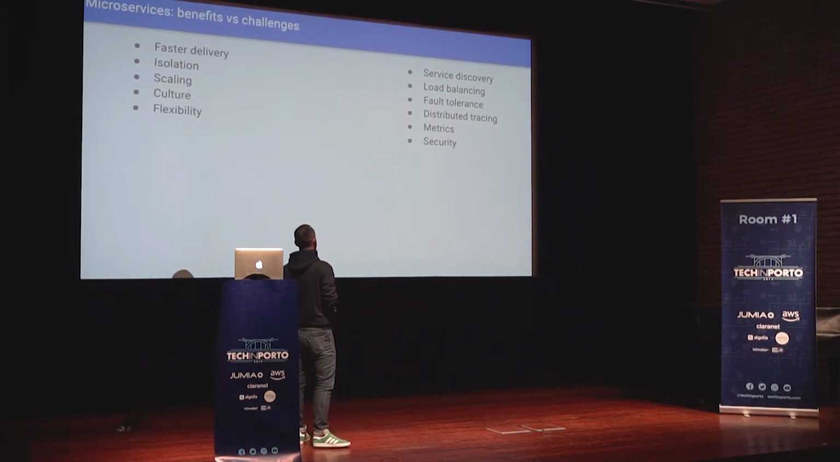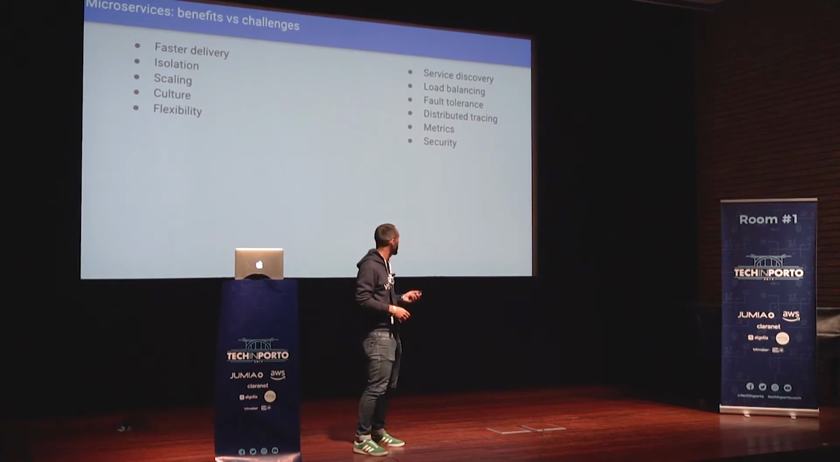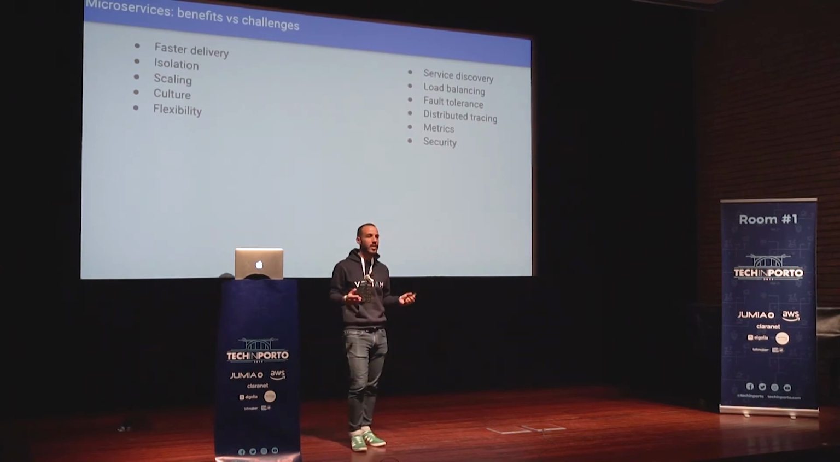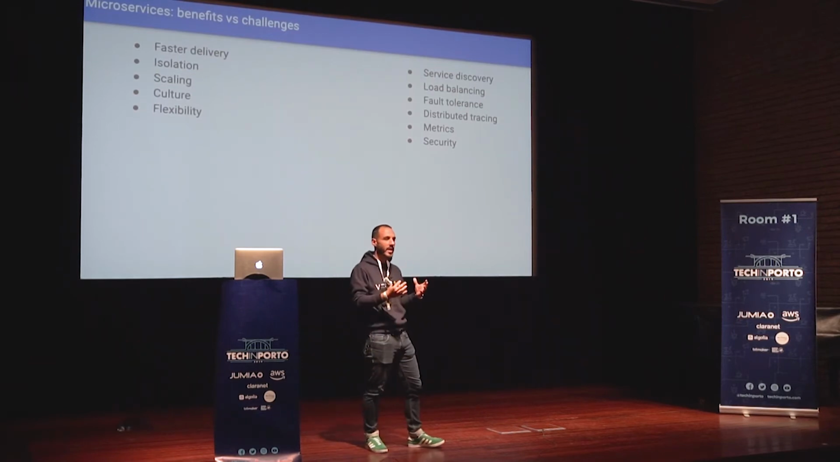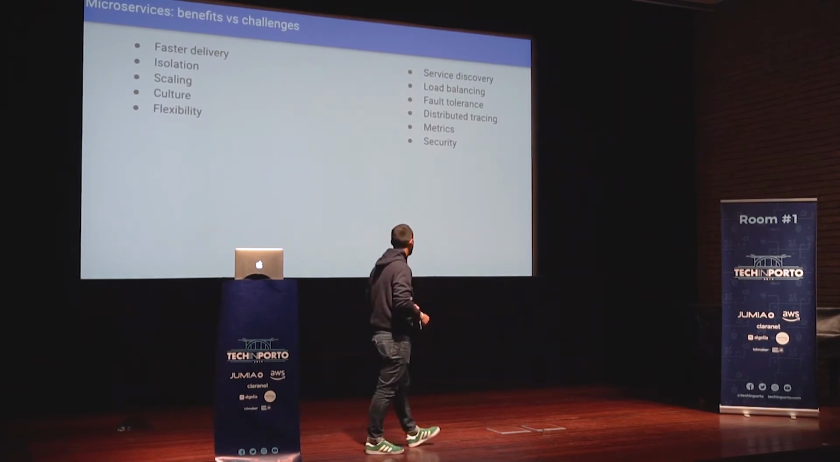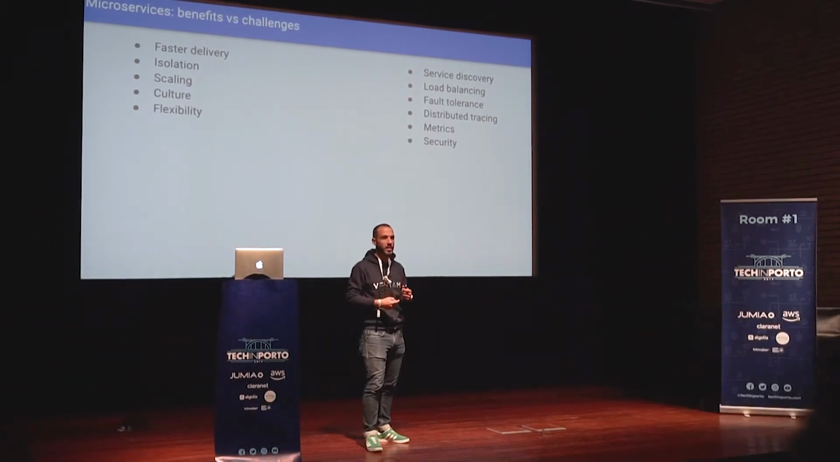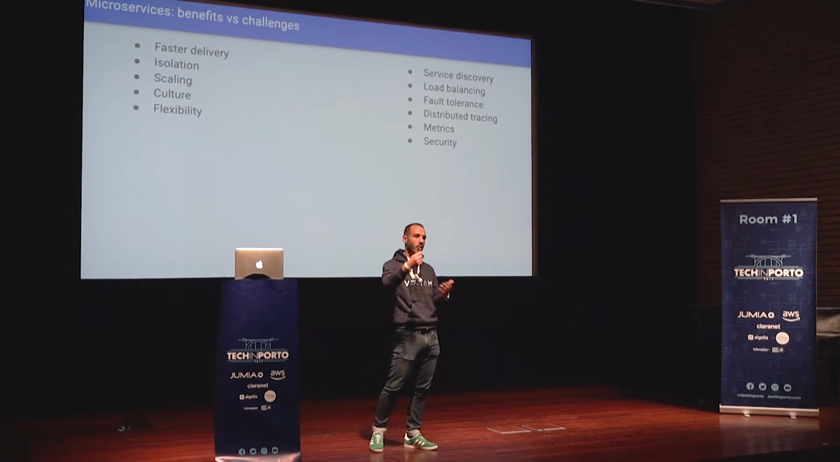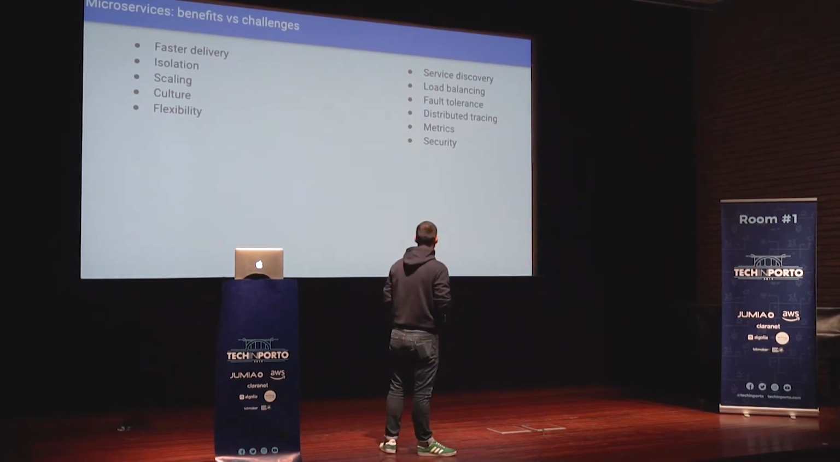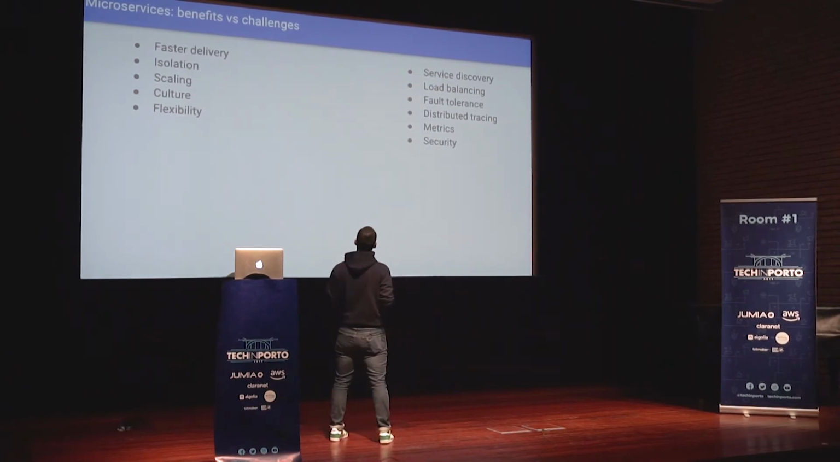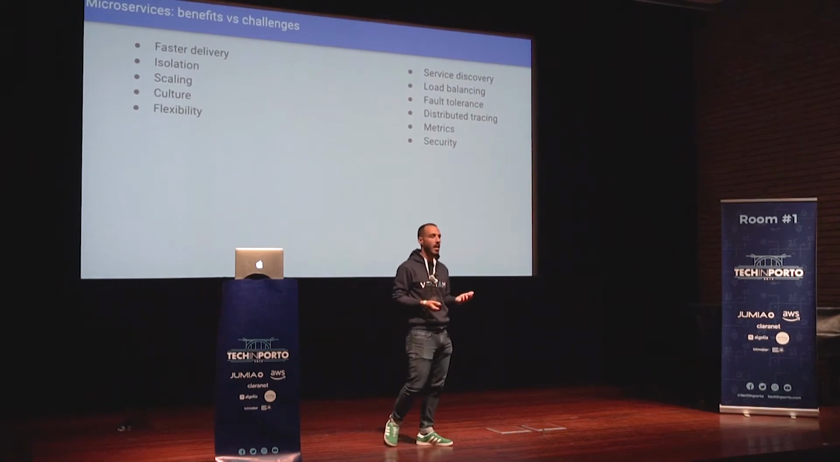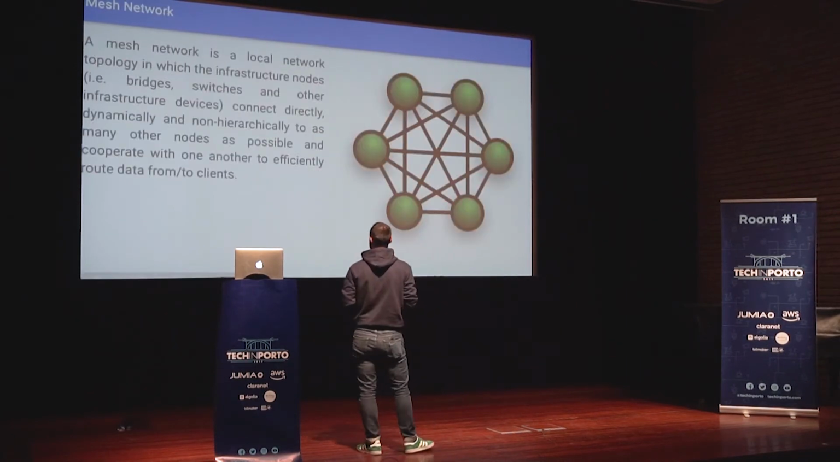Metrics, we already collect them, of course, in monolithic applications, but it becomes a bigger challenge since we now have to collect metrics from several services, and in some way we have to aggregate them and make sense of them. And security, of course. You now have a bunch of applications talking to each other. One application can have a bug and expose your whole infrastructure to the world. So how can a service mesh help us tackle some of these challenges?